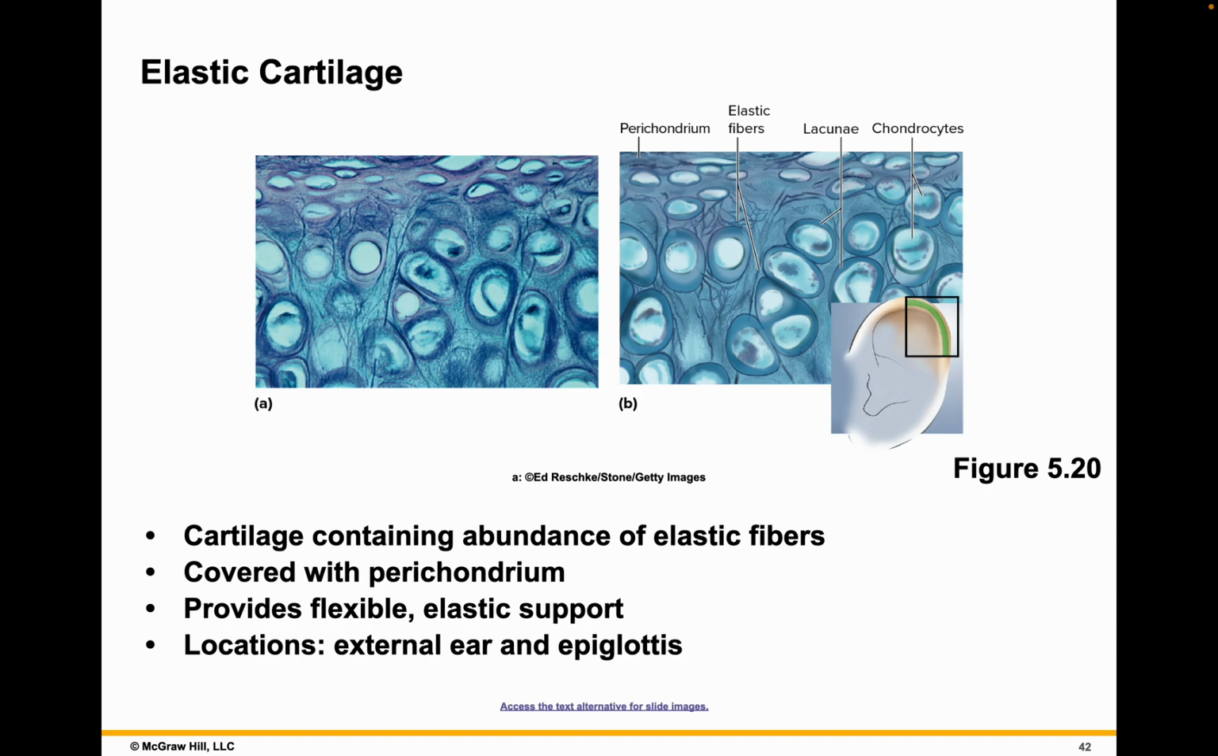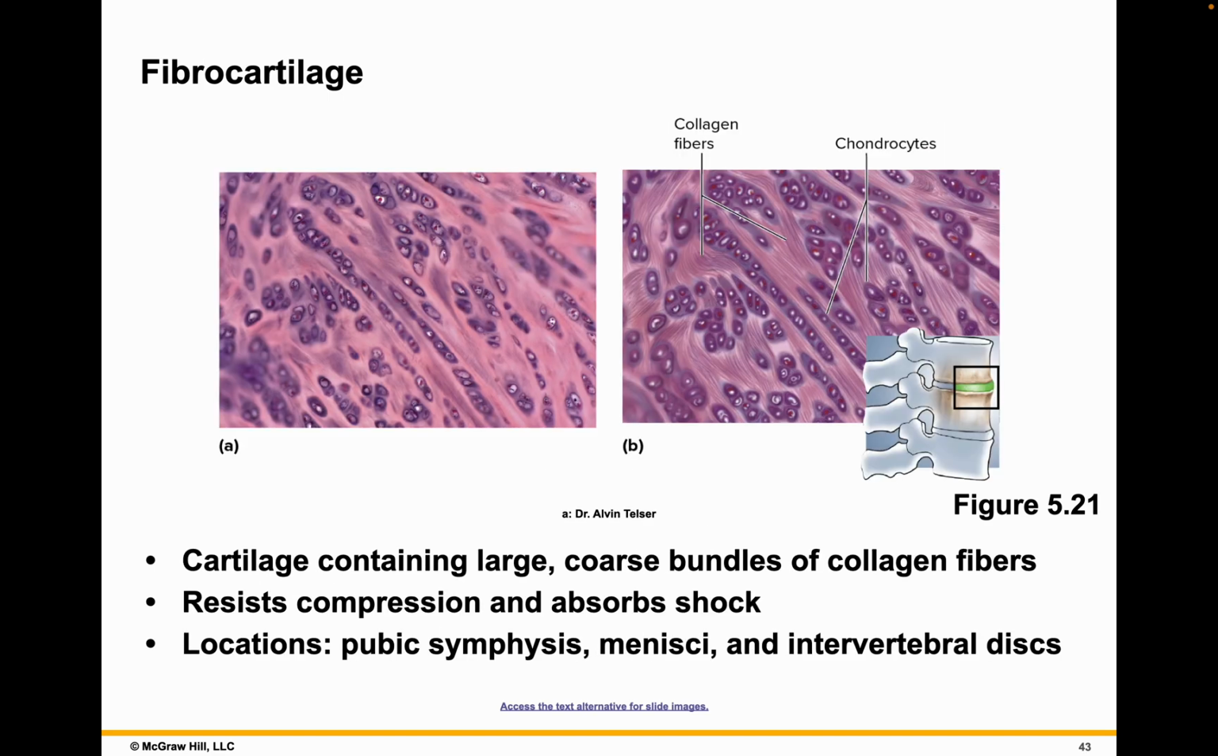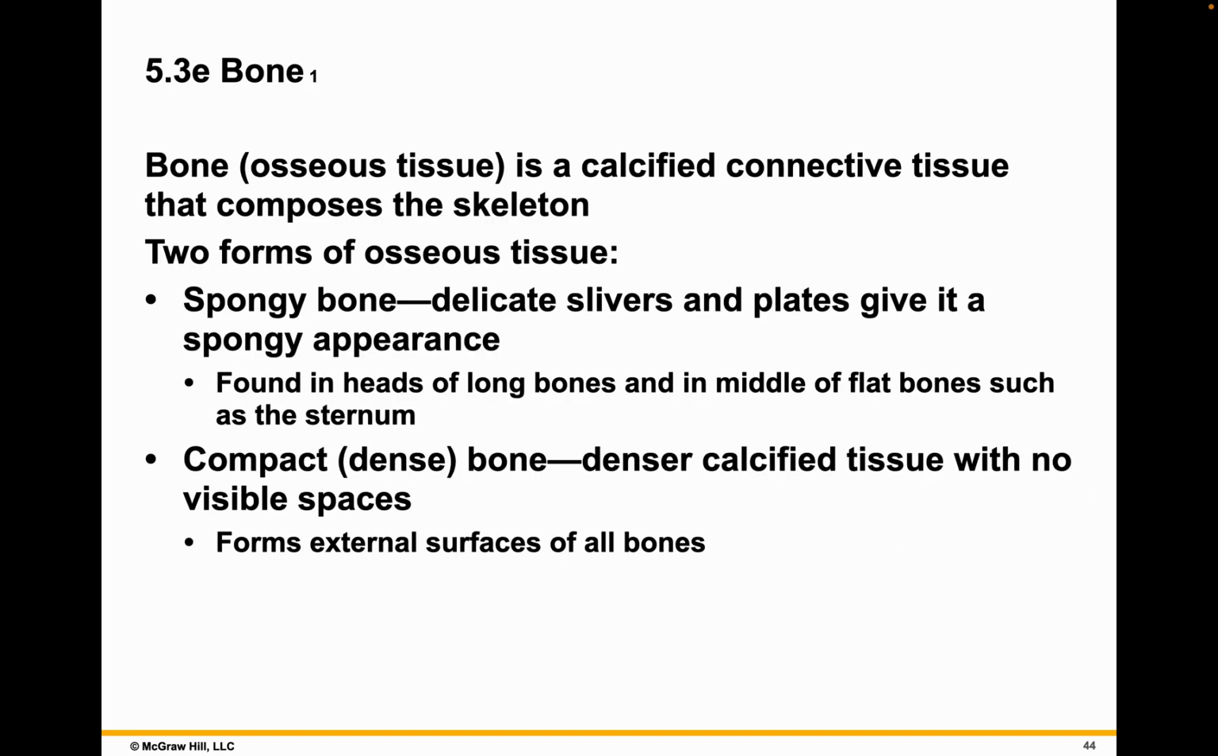Elastic cartilage contains an abundance of elastic fibers. It is covered with perichondria and provides flexible elastic support. We find it in the external ear and the epiglottis. While fibrocartilage contains large, coarse bundles of collagen fibers, it's very good at resisting compression and absorbing shock. We find it in the pubic symphysis, the menisci, and the intervertebral discs.